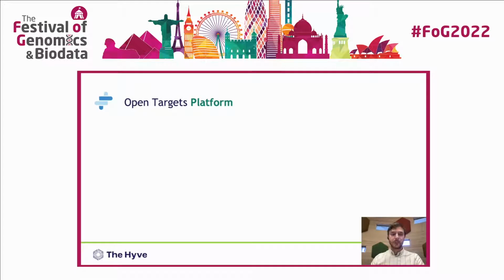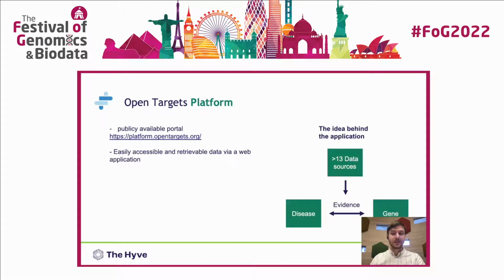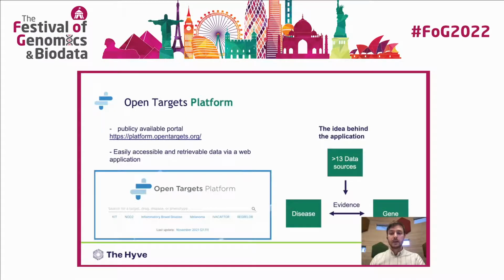So let's start with the platform. First, there is a public portal available that contains a vast amount of data already. The idea behind this platform is simple. It contains genes, diseases, and anything that associates a gene with a disease or vice versa. The evidence is extracted from over 13 different data sources ranging from mouse models to simple somatic mutations. All this data is stored and accessible within the platform's web application.